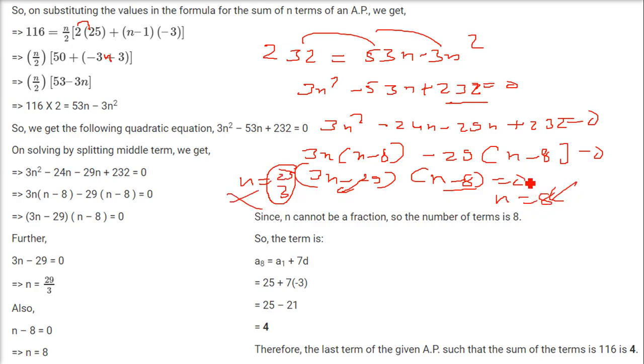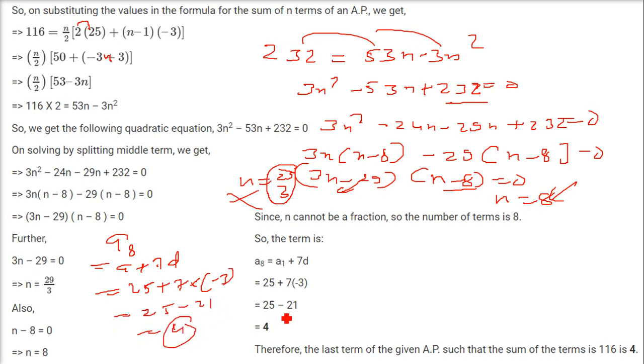So now n is already given, and we have to find the 8th term. a8 will be a plus 7d. a is 25, and d is minus 3. This is going to be 25 minus 21, which is 4. So the last term of the AP is a8, which is 4 here.